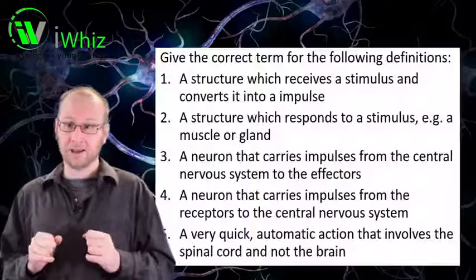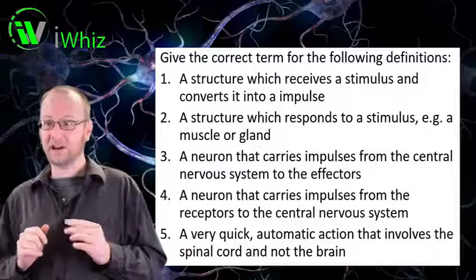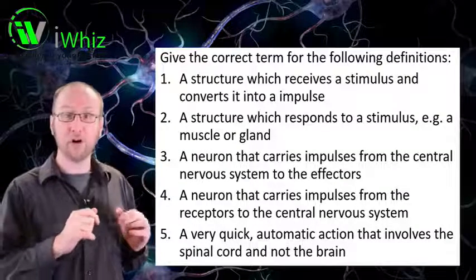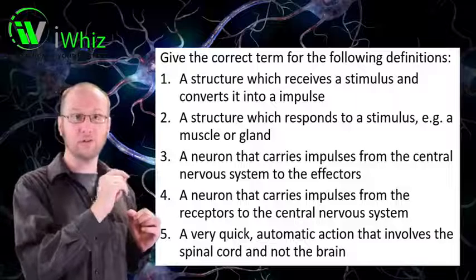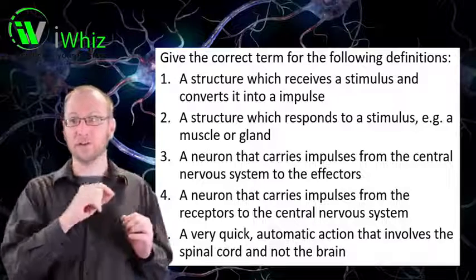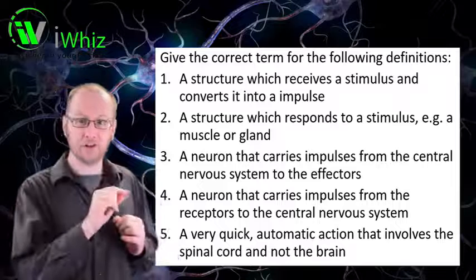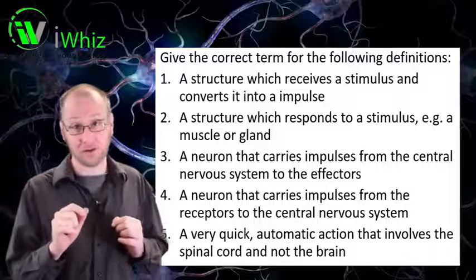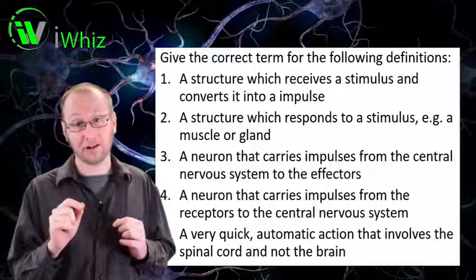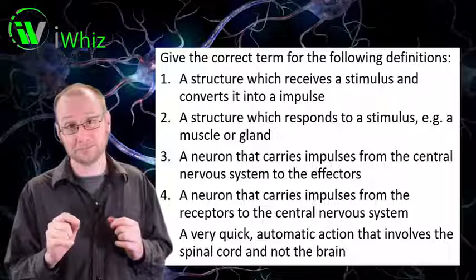Number 3, a neuron that carries impulses from the central nervous system to the effectors. Going to give you a couple of seconds again. Hopefully there you said the efferent neuron.